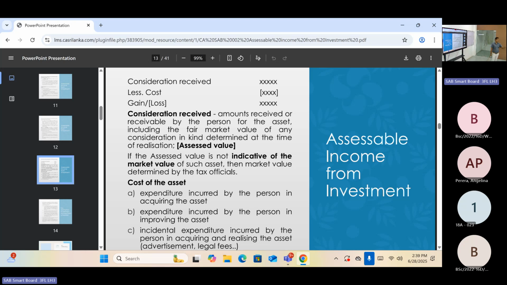Say, we'll make an example. A has purchased a land in 1980. He has purchased the land in 1980 for rupees 9 million.